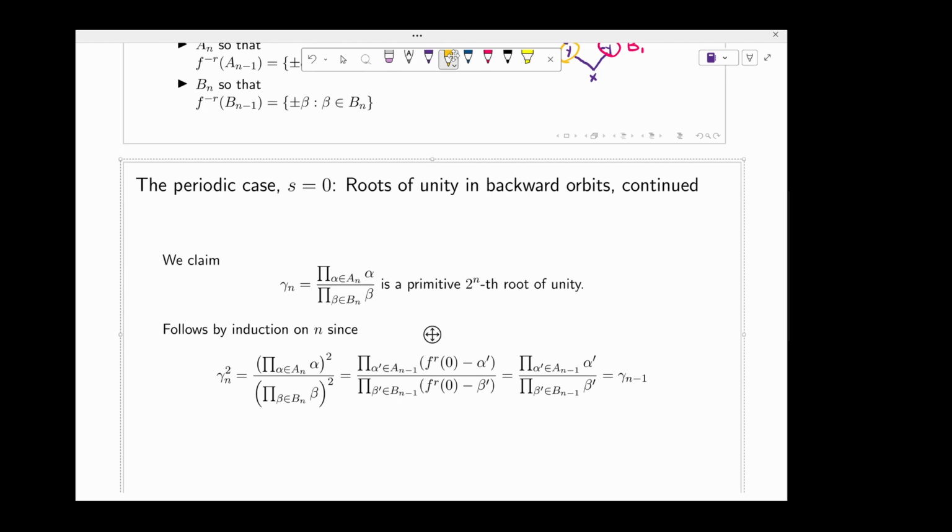This doesn't look any better yet, but remember that f to the r of 0 is 0. And now those minus signs cancel out, and I'm left with just the product of the elements of A sub n minus 1 divided by the product of the elements of B sub n minus 1, which is gamma sub n minus 1. So if gamma sub n minus 1 was a primitive 2 to the n minus first root of unity, then its square root is going to be a primitive 2 to the nth root of unity.